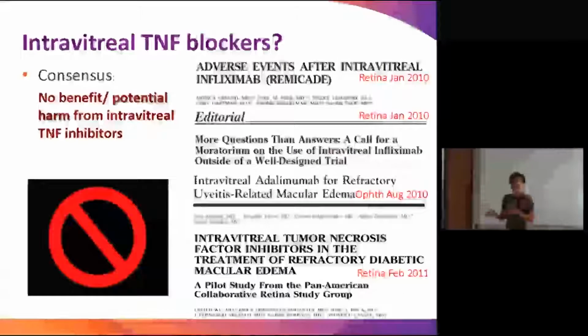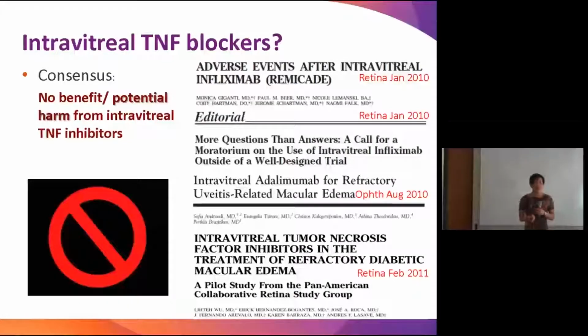Intravitreal TNF inhibitors have been described. It's not something that I would advocate only because of the risk of secondary inflammation. There have been quite a few publications actually advising against doing this. There are some new studies now that have actually been using Humira intravitreally. I would say watch this space with regards to doing that without good evidence.